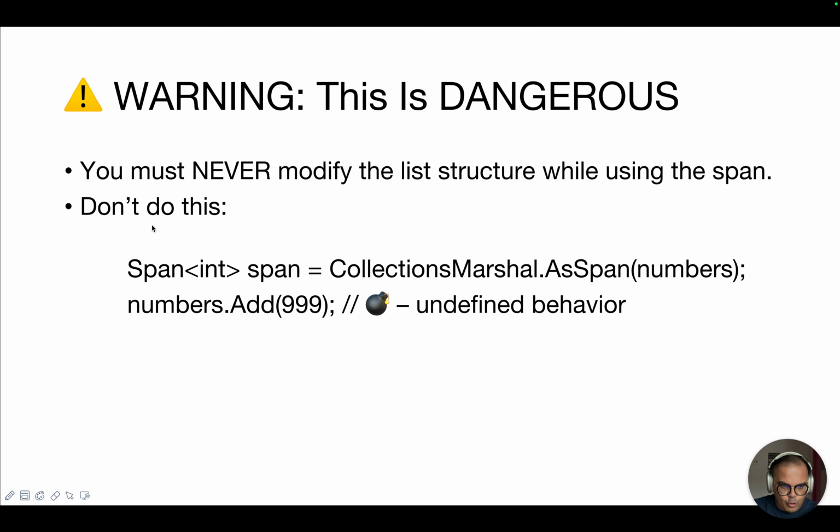See, what you should not do is, suppose this is Span<T>, suppose this numbers is your list collection. You use CollectionMarshal.AsSpan, you use the numbers, and you created a span of int. Now you should not add anything after this, numbers.Add. This will just blast, and it will give you undefined behavior. So this is one point you should always remember. You should never modify the list structure while using the span, right?